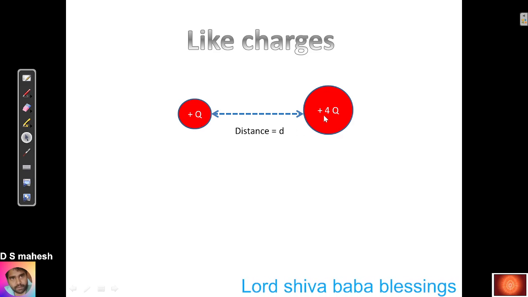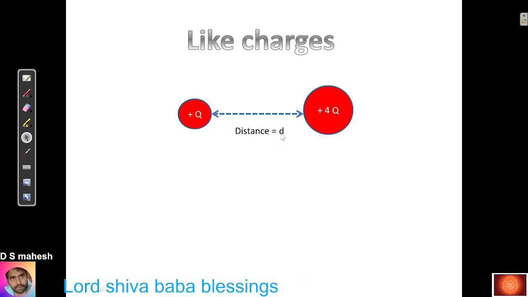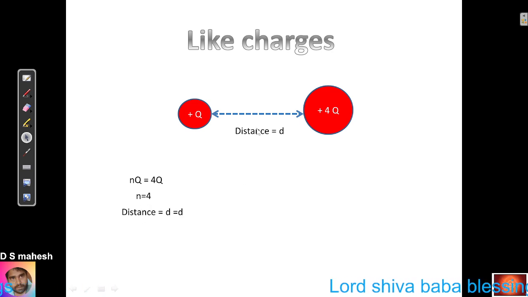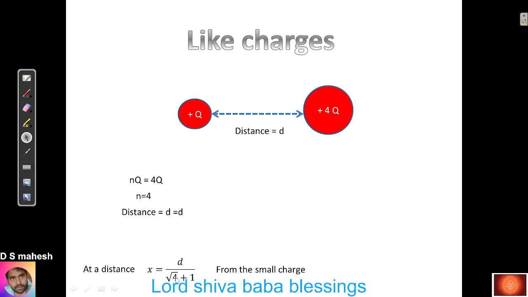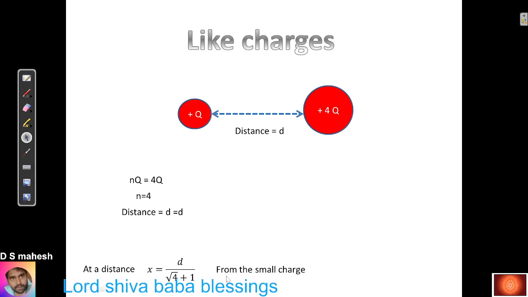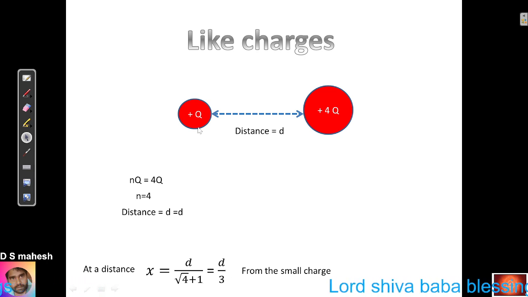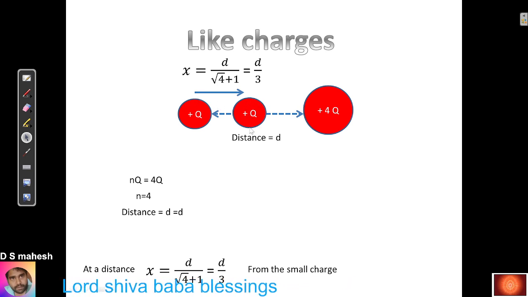So this is charge q and this is 4 times this charge q, and there is a separation of distance given by d. So here n into q is equal to 4q, so the value of n is equal to 4. Where would be the position? At a distance x, which is equal to d divided by square root of n plus 1, where the value of n is 4, from the small charge. So this would be d divided by square root of 4, which is 2, 2 plus 1 is 3. D by 3. So at a distance of d by 3 from the smaller charge, we need to place the charge. This is the position of the null point.